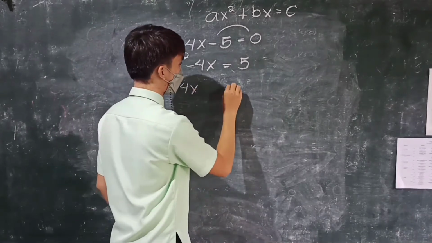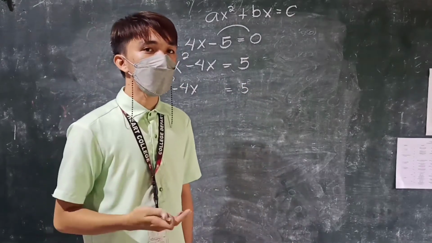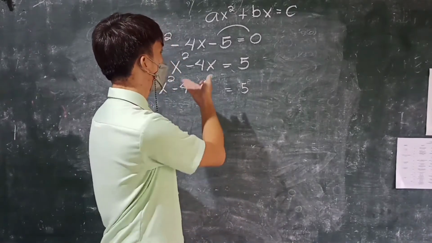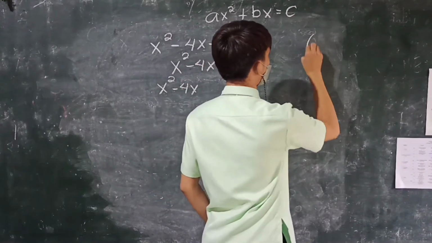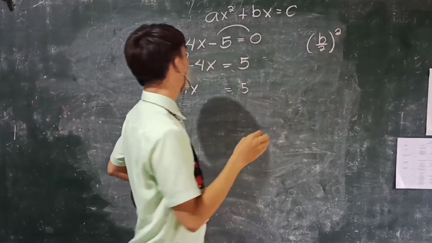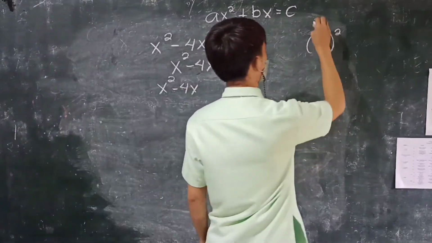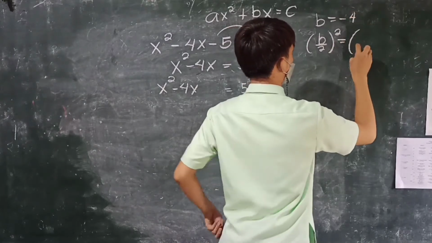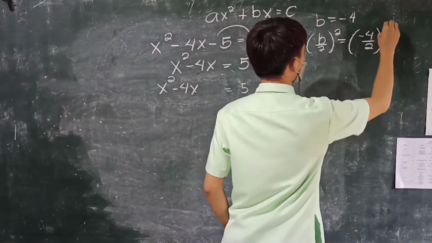Leave a space. To look for the square of half of the numerical coefficient of the linear term, bx, we have b over 2 squared. The value of b in the given quadratic equation is negative 4. So substitute, we have negative 4 over 2 raised to the power of 2.